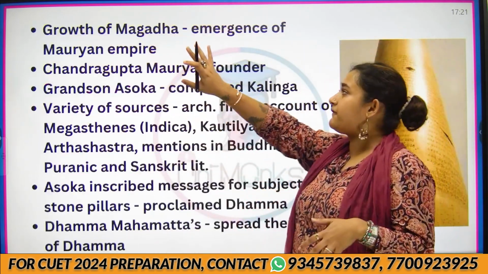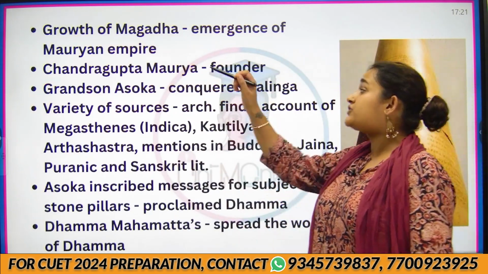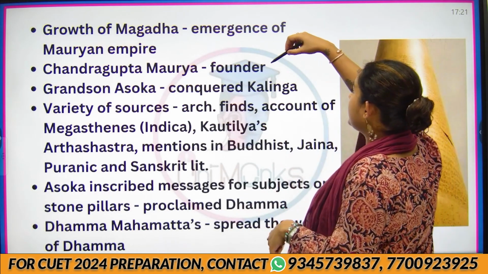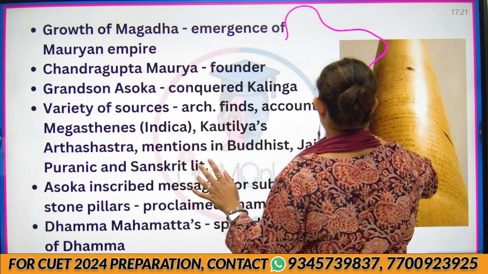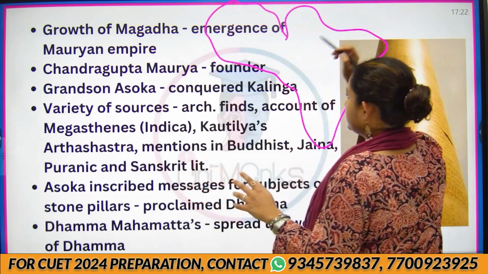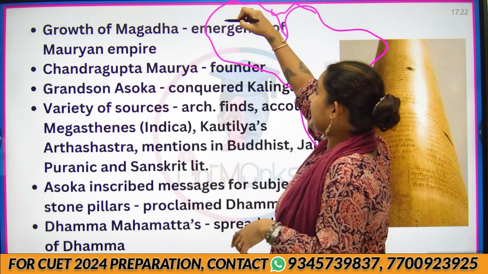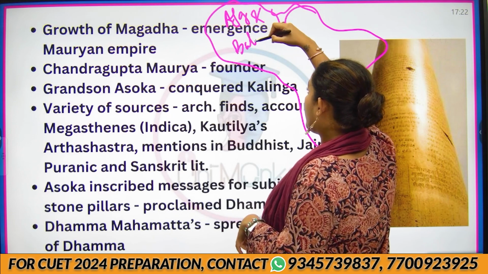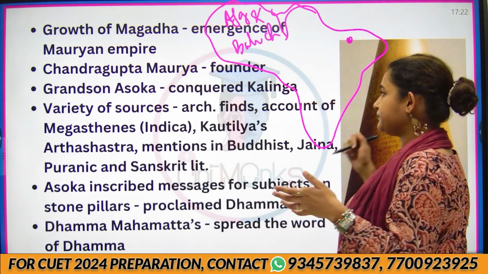With the growth of Magadha came the emergence of the Mauryan Empire, all right? Chandragupta Maurya was the founder of the empire. His empire extended, now I'll draw a rough map of the Indian subcontinent, okay? That's a very bad rough drawing, but you'll have to do. It extended from Afghanistan and Baluchistan all the way into Magadha, which is somewhere over here, right?